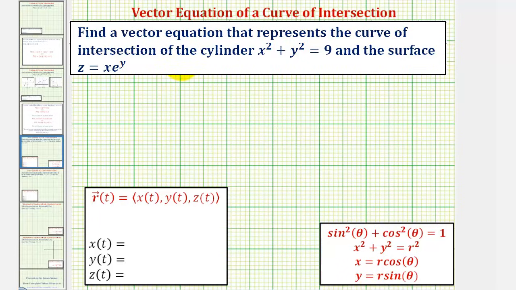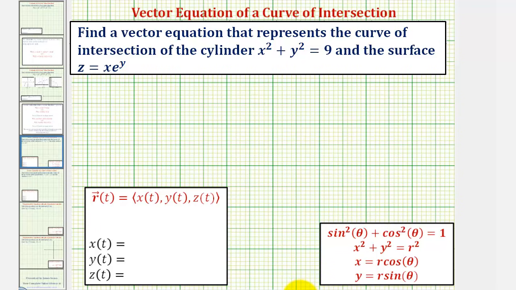We want to find a vector equation or vector valued function that represents the curve of intersection of the cylinder x squared plus y squared equals 9 and the surface z equals x times e raised to the power of y, where the vector valued function will be in this form here, where x of t, y of t, and z of t are the x, y, and z components of the vector valued function, which means we want to define x of t, y of t, and z of t so that it would satisfy both of these equations.